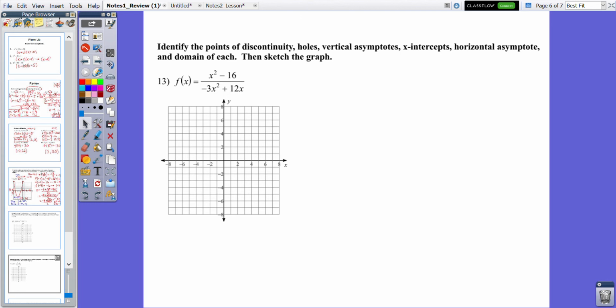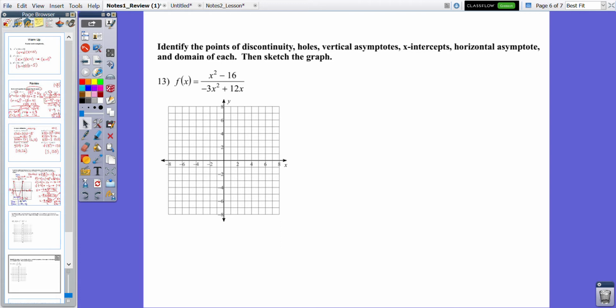Hi everyone, so we're going to talk about number 13 from the notes with a rational function. The problem says identify the points of discontinuity, holes, vertical asymptotes, x-intercepts, horizontal asymptotes in the domain of each, then sketch the graph. When it comes to sketching the graph, we'll use technology to approximate what it looks like, but the more important points are our points of discontinuity and our asymptotes.